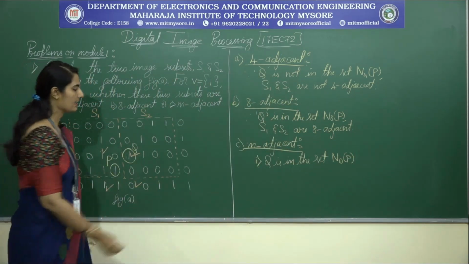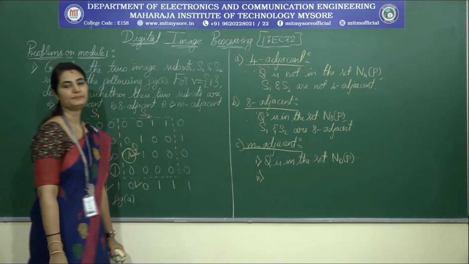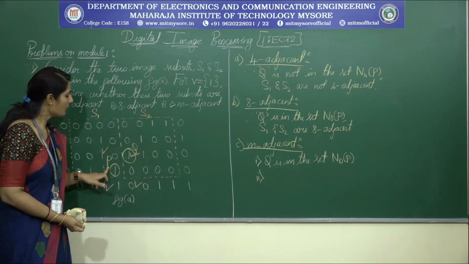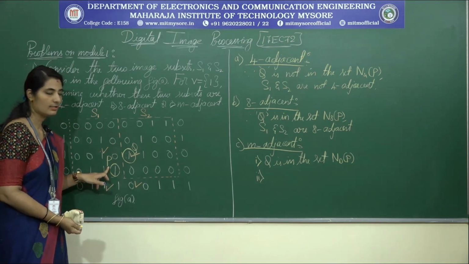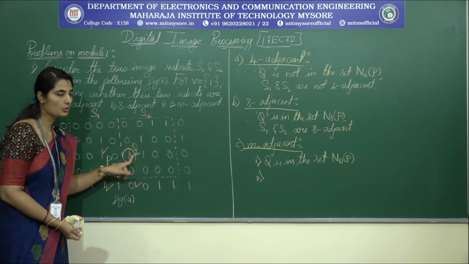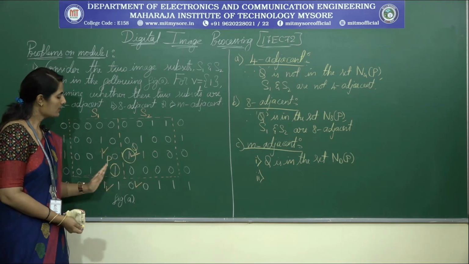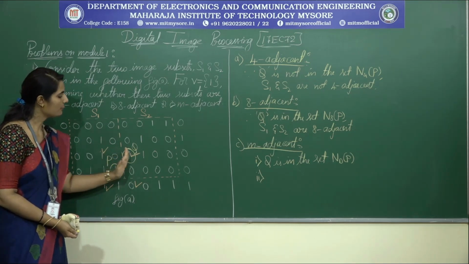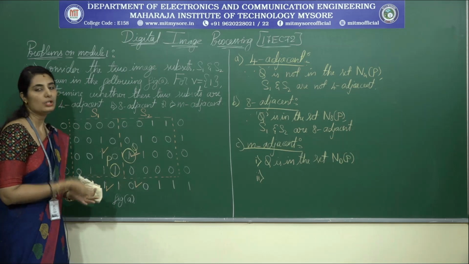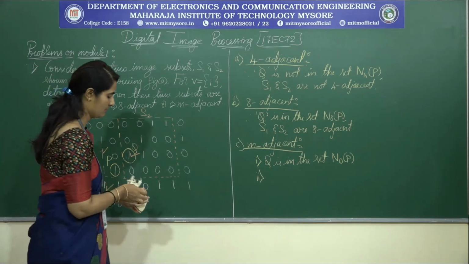So what is the second condition? The second condition is that the intersection of N4 of Q with N4 of P should be empty. So what does it mean? The intersection of N4 of P and N4 of Q should be empty. So that is the second condition.